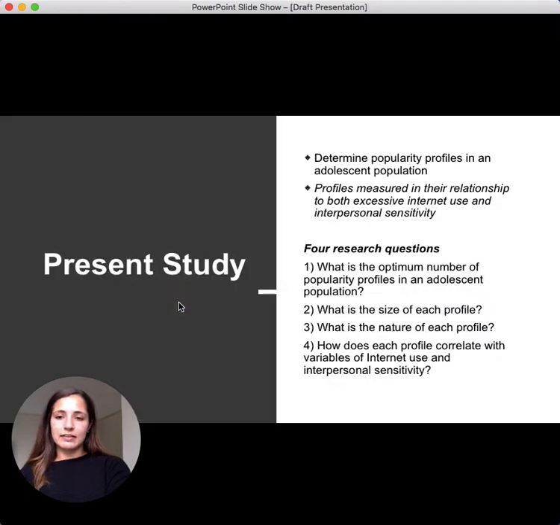The present study has aimed to address 4 research questions. The first, what is the optimum number of popularity profiles in an adolescent population? What is the size of each of the profiles? What is the nature of each of the profiles? And lastly, how does each profile correlate with variables of internet use and interpersonal sensitivity?